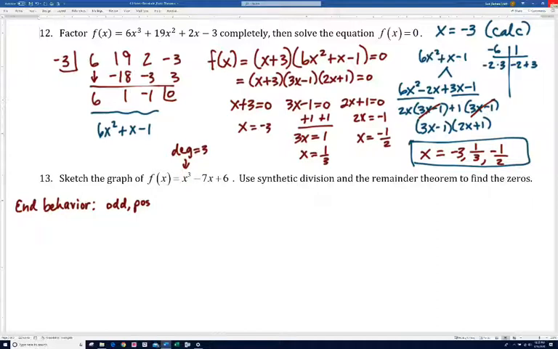And so hopefully you remember that little chart we looked at. Our end behavior is going to look like this. It has the same end behavior as y equals x cubed. I call that the John Travolta end behavior. And let's see.